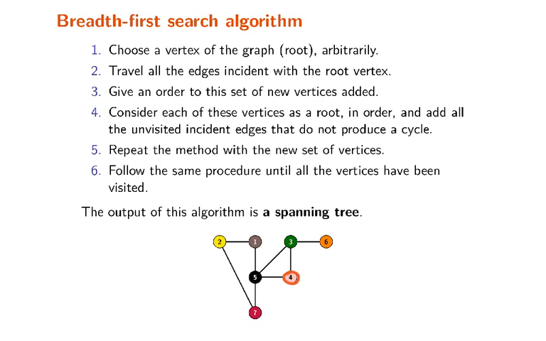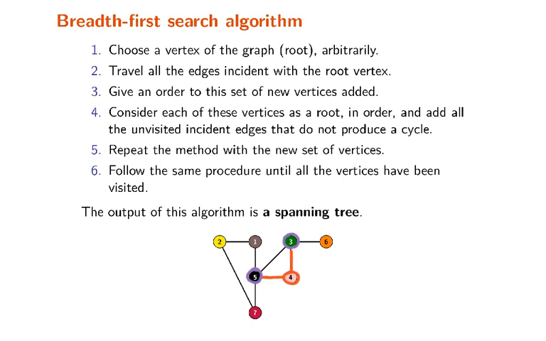Remember, incident means all the ones that share this extreme here, right? So in this case, it will be these two. So we add these two edges. And in step 3, it says give an order to this set of new vertices added. So the new set of vertices is this one and this one.